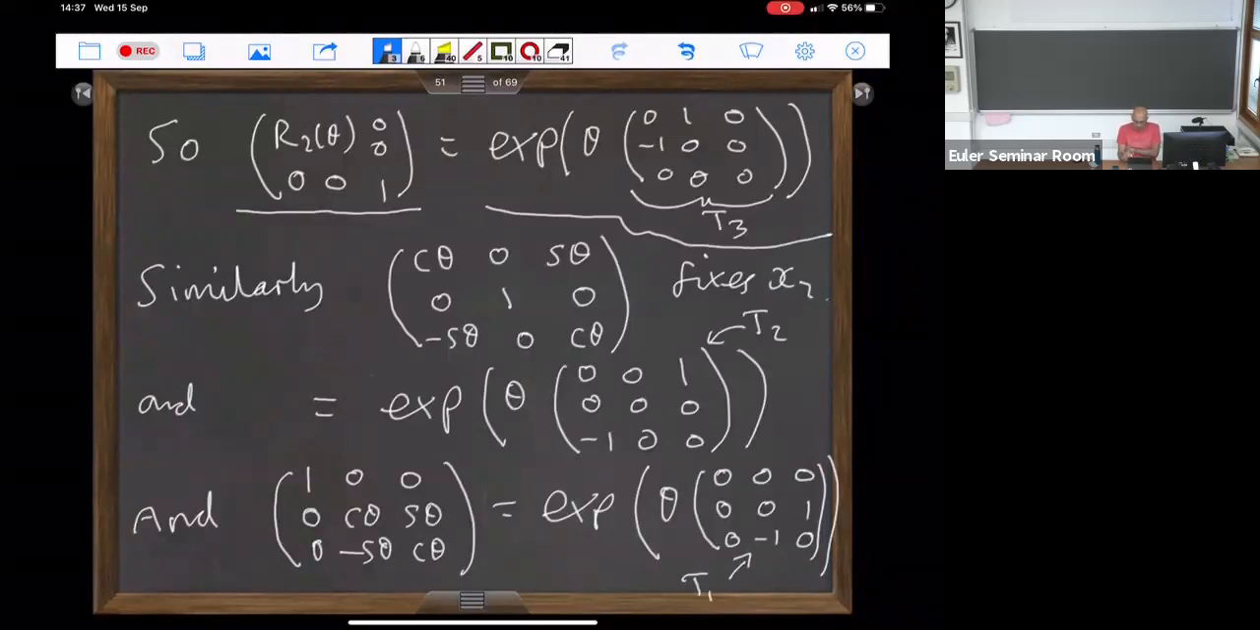So that just means you extend by zero the rest of the matrix that we started with. So you can check again that this equality on the first line is true. And then similarly, we can consider rotations about Y. And that gives us these matrices here. And they're generated by what I'm calling T2, because T2 fixes X2 or Y. Similarly, the 3x3 matrix above, I'm calling it T3 because it fixes Z or X3. And finally, we have T1 in the bottom that generates rotations that fix X1.